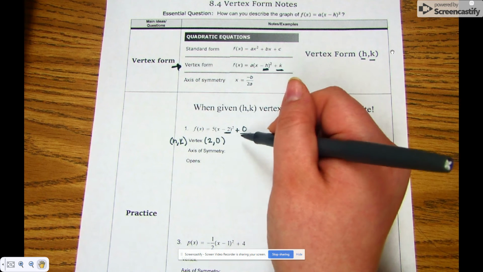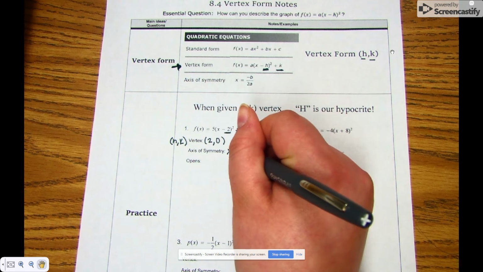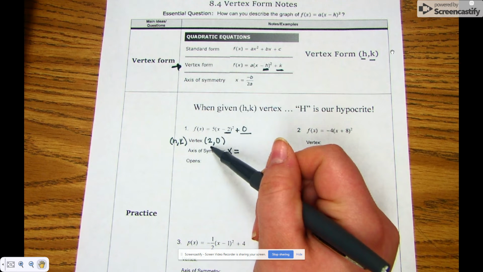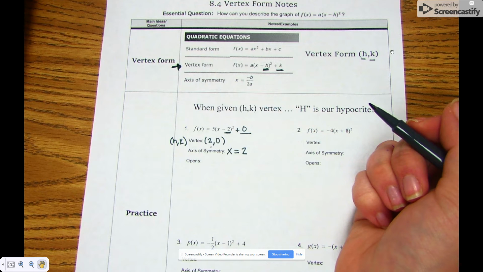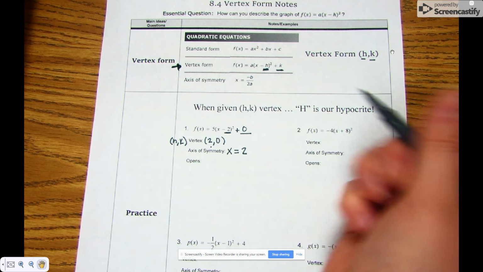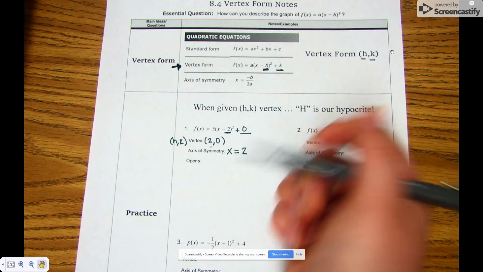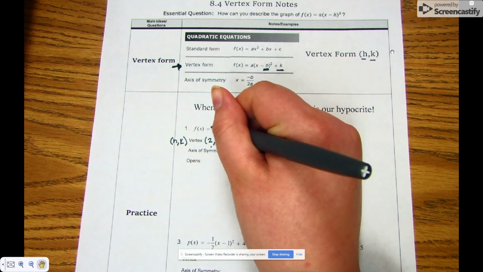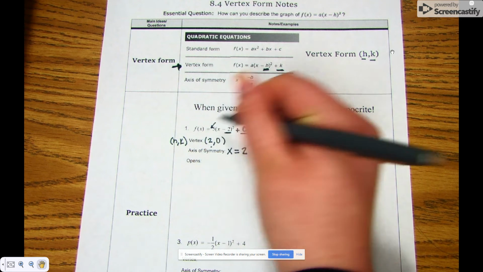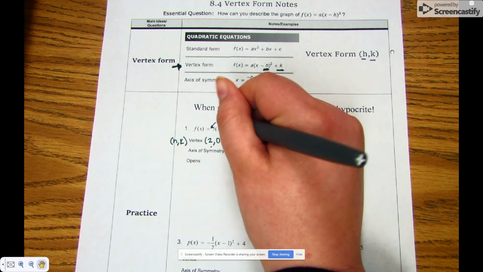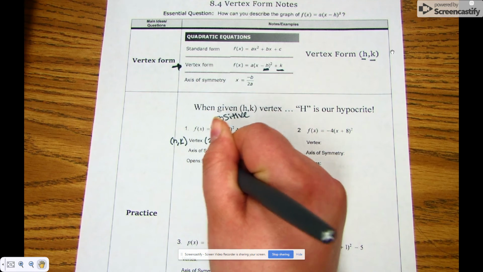My axis of symmetry I can pull from my vertex. Remember, axis of symmetry starts with x equals. And it's whatever the x value is. So here it's x equals 2. Then it asks opens. Does it open up like a cup or down like a frown? So because this 5 is positive, I'm looking at the number outside of the parentheses. Since it is positive, this means it opens up.